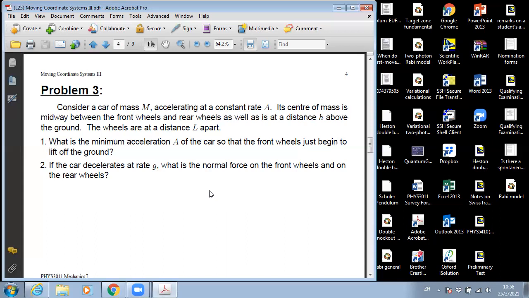You just treat part one and part two separately. So you can just say, if a is equal to minus g, what happens?